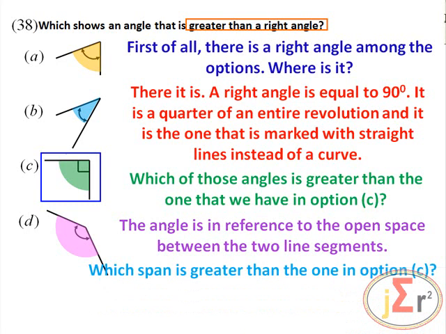Which span is greater than the one in option C? Which one of those openings is greater than the one in option C? That is what we mean when we say which angle is greater than a right angle. Option C has a right angle, so which one represents an angle that is greater than the one that we have in option C? The one with the greater opening is option D.